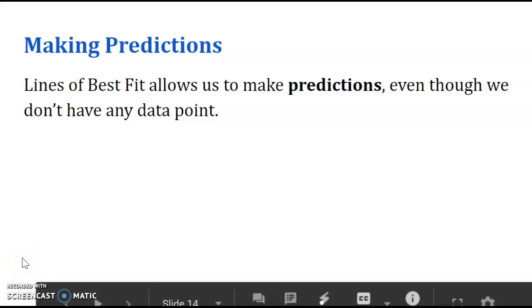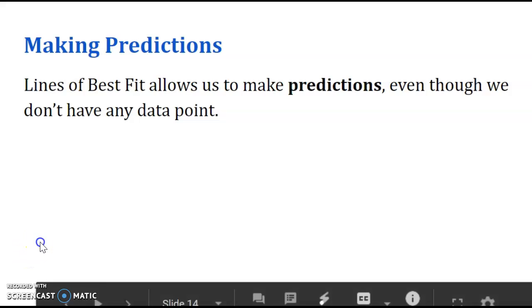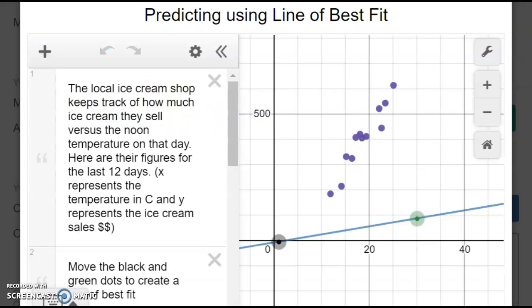Making predictions. The line of best fit allows us to make predictions even though we don't have any data point. So to investigate that, I would like you to go on to card number 13 to 19 of Desmos. Okay, so this is card number 13. It says predicting using line of best fit.